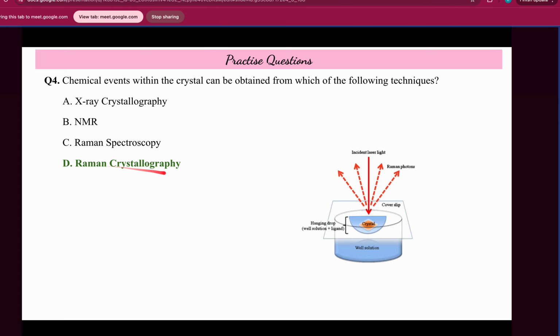So that's why in Raman crystallography, because it is based on the hanging drop method, we can study the chemical events. We can study the interactions very easily, which is not that easy in the case of X-ray crystallography.